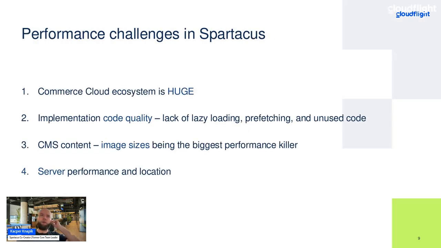So, typical performance challenges for Spartacus. Firstly, I would say that the whole Commerce Cloud ecosystem is extremely huge. SAP has a lot of different functionalities, libraries, extensions, and Spartacus basically supports a lot of them. So having that in mind, it's a big ecosystem, and not always everything is as fast as we would like it to be.